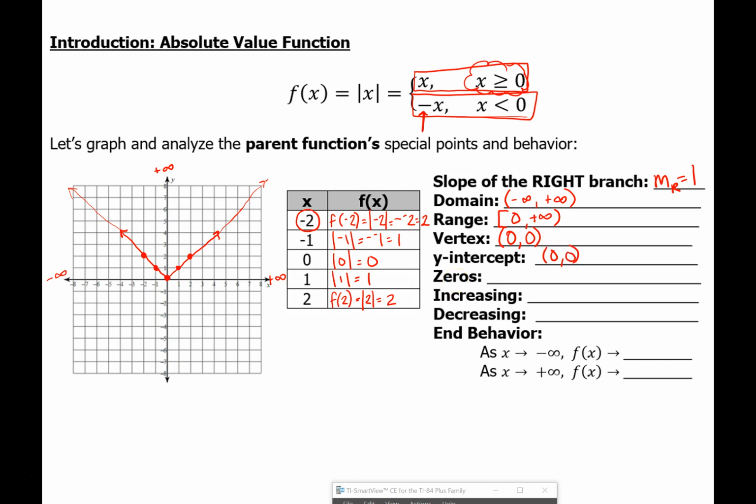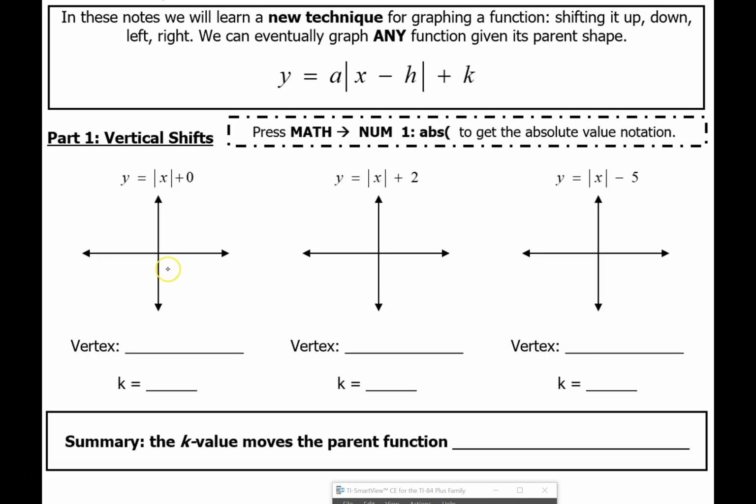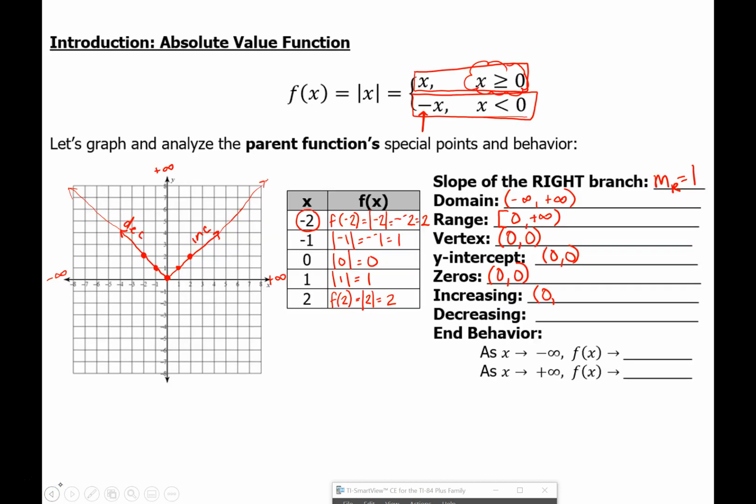Remember, zeros means x-intercept. It crosses or touches the x-axis at the vertex, which is (0, 0). If we're looking at increasing and decreasing, remember we're going from left to right. So if we look at the left-hand side first, starting on the negative infinity side, this side is decreasing, and then we start going uphill, so that side is increasing. The increasing side starts at 0, and remember we're using soft brackets only here, and goes all the way to the right to positive infinity.